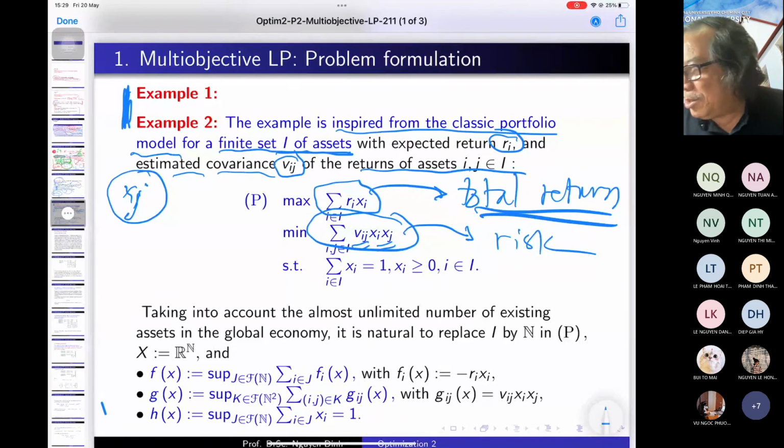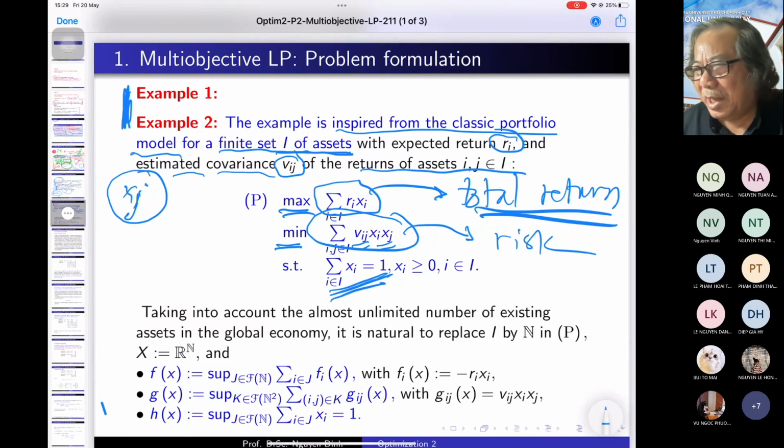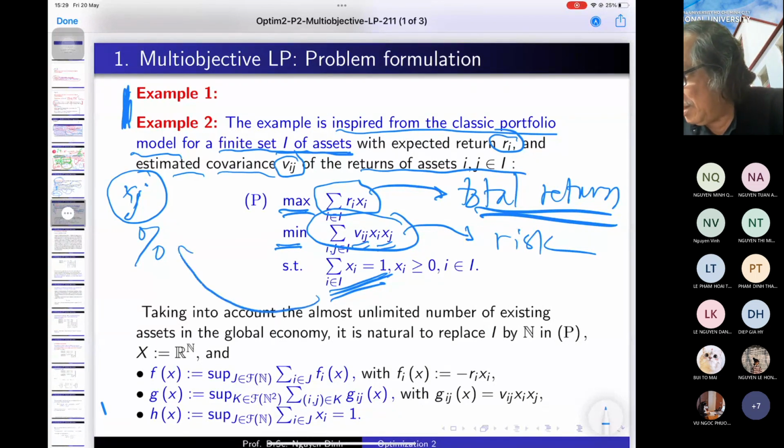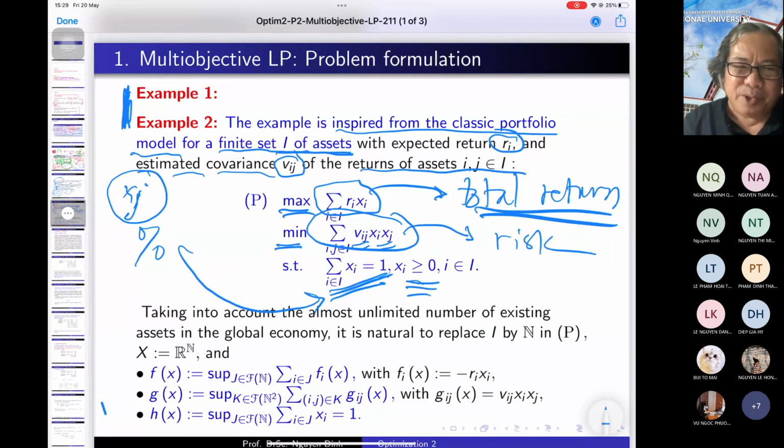And the total return we want to be the maximum. But the risk we want to make minimum. Is that okay? And the total assets is a percent. Each xi is a percent of our portfolio. So the total of this is 1, and each xi is greater than or equal to 0. I cannot say I spend minus $5 for something. So that is the problem.